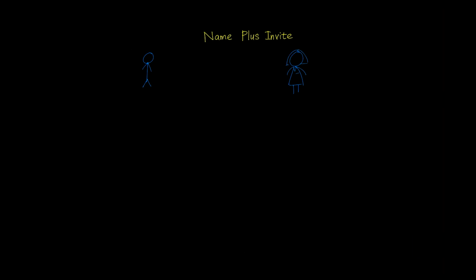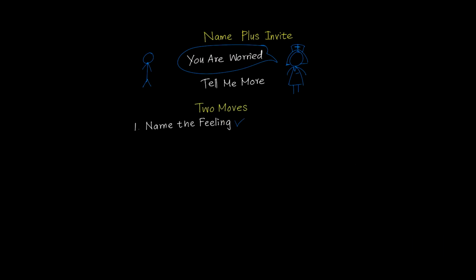The study guide's model response is, "You are worried, tell me more." That answer does two things at once. It names the feeling, which validates the emotion. Then it invites the patient to share more through an open-ended prompt. Both moves are therapeutic.